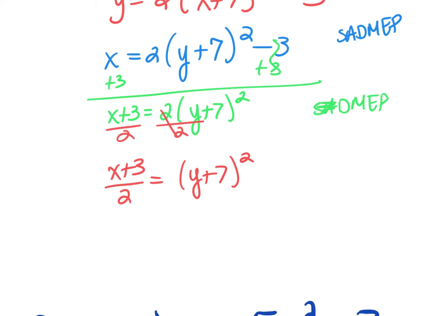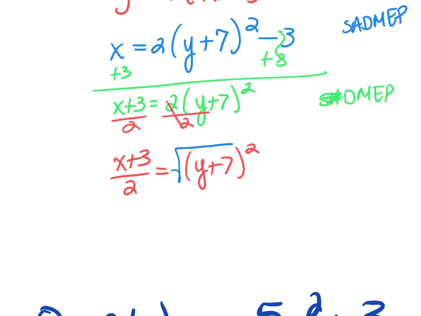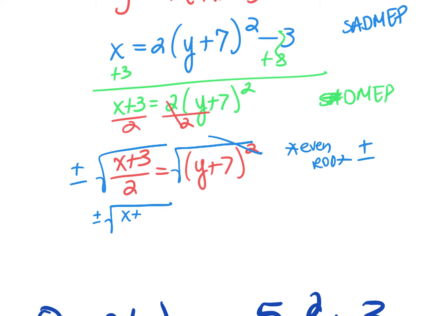Very good. I'm going to actually take the square root. Now, guys, what happens when you put the square root on top of something? It does cancel on the right-hand side. What do I have to put in front of my square root on the left-hand side? Plus or minus. You only do that, guys, for an even root. If you have a cube root, the 5th root, the 7th root, then you don't. But if you have an even root, like the square root, the 4th root, something like that, you have to put plus or minus. So this cancels out. So I have plus or minus the square root of x plus 3 divided by 2 equals y plus 7.